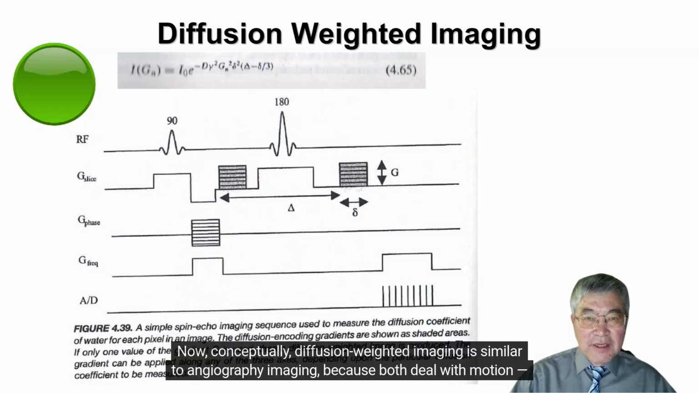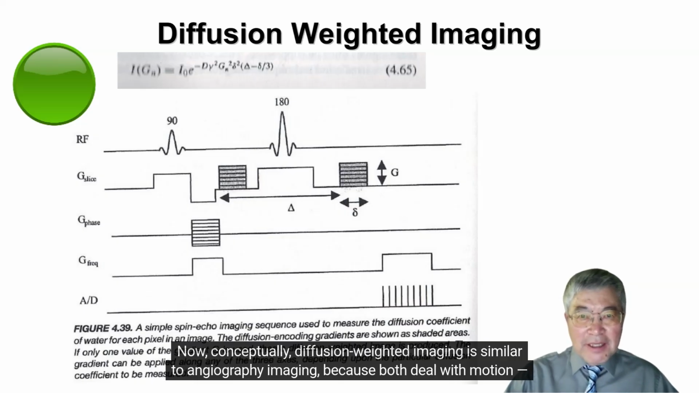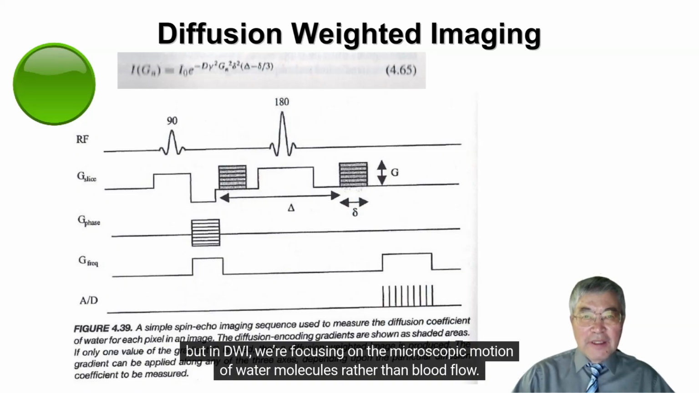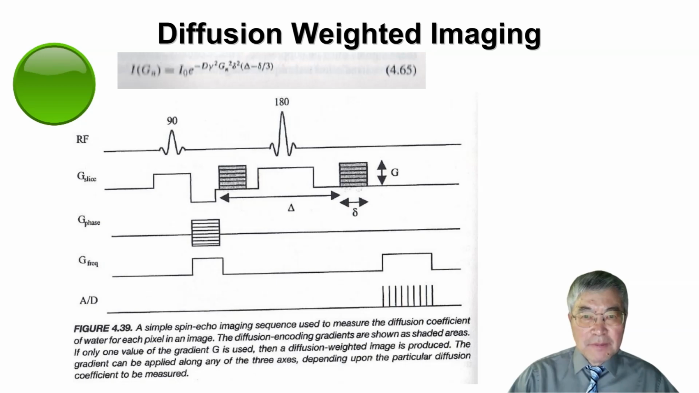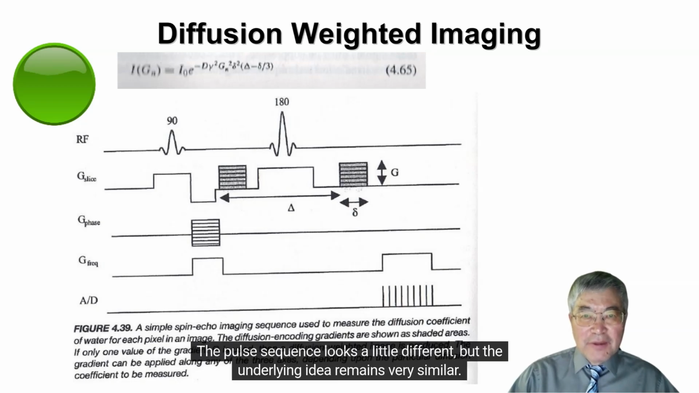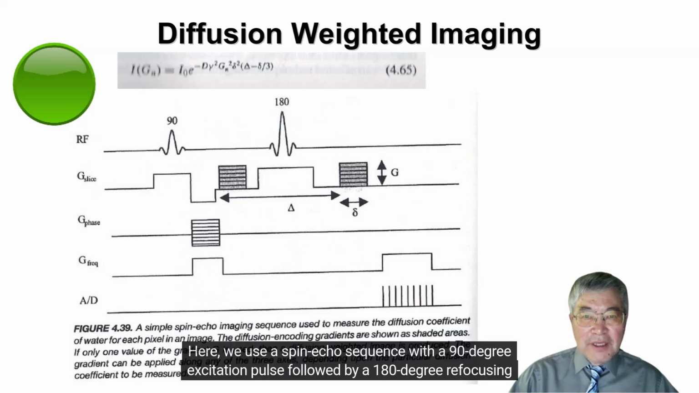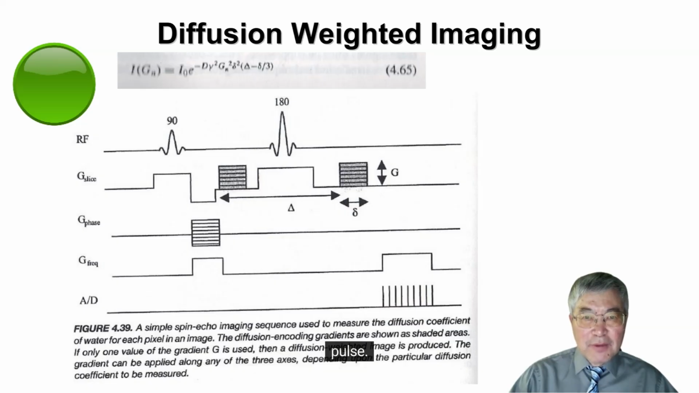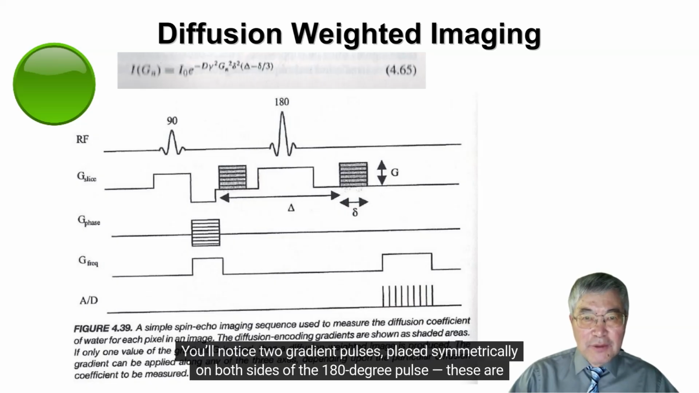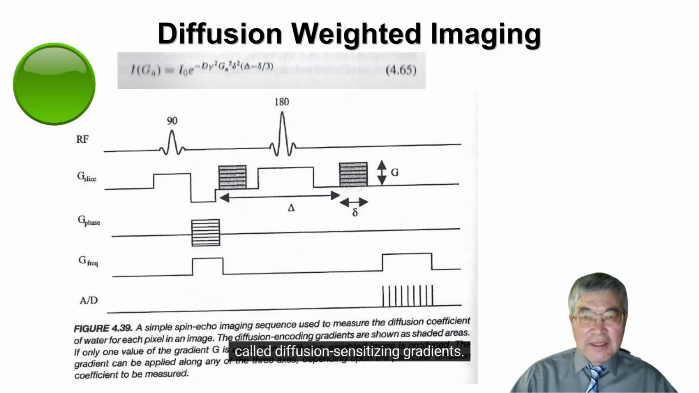Now, conceptually, diffusion-weighted imaging is similar to angiography imaging because both deal with motion. But in DWI, we're focusing on the microscopic motion of water molecules rather than blood flow. The pulse sequence looks a little different, but the underlying idea remains very similar. Here we use a spin echo sequence with a 90-degree excitation pulse followed by a 180-degree refocusing pulse. You'll notice two gradient pulses placed symmetrically on both sides of the 180-degree pulse. These are called diffusion sensitizing gradients.